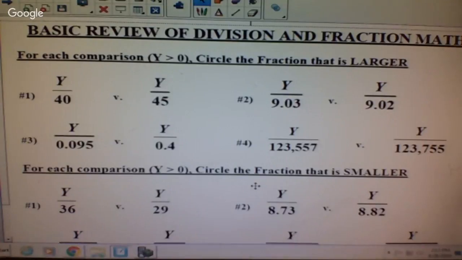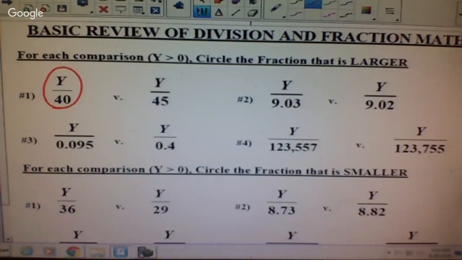Okay? So, for 1 through 4, they want us to pick the fraction that would give us the biggest answer. So, if I want the biggest answer, I need the smallest divisor. So, which one of these would you choose in number 1? Y over 40. I want the smaller. 40 is smaller than 45. What about number 2 on the right? 9.02. What about number 3? The first one.